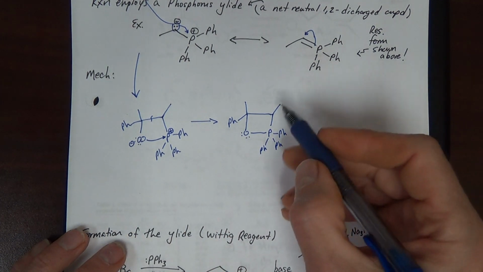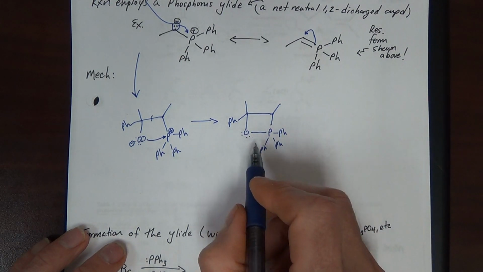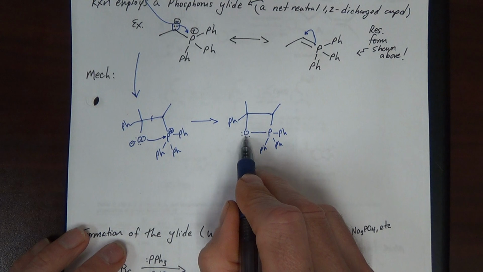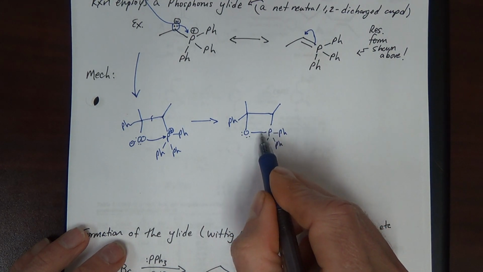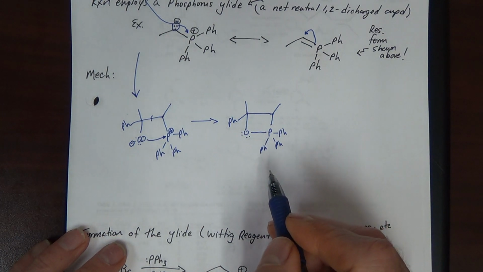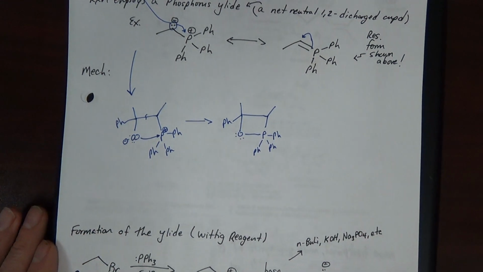And here, this intermediate in the mechanism, oxygen is neutral, but so is the phosphorus. Phosphorus has 1, 2, 3, 4, 5 bonds. There's no lone pair there. And we get this 4-membered ring.